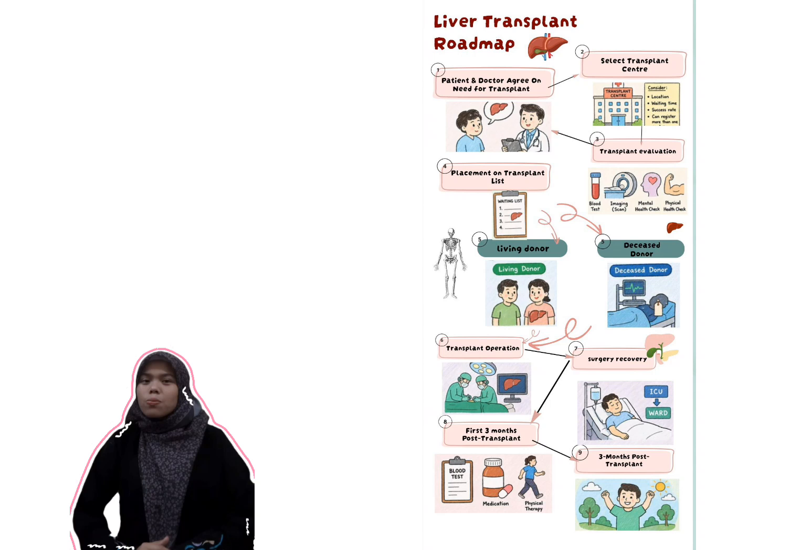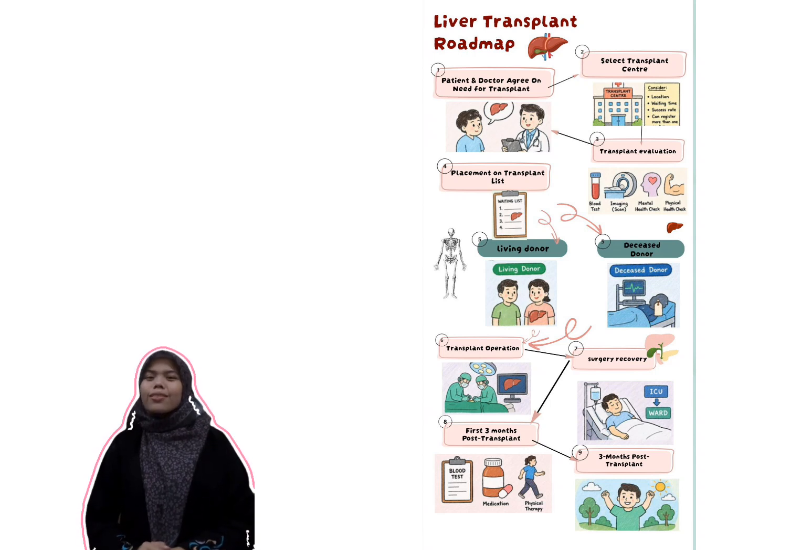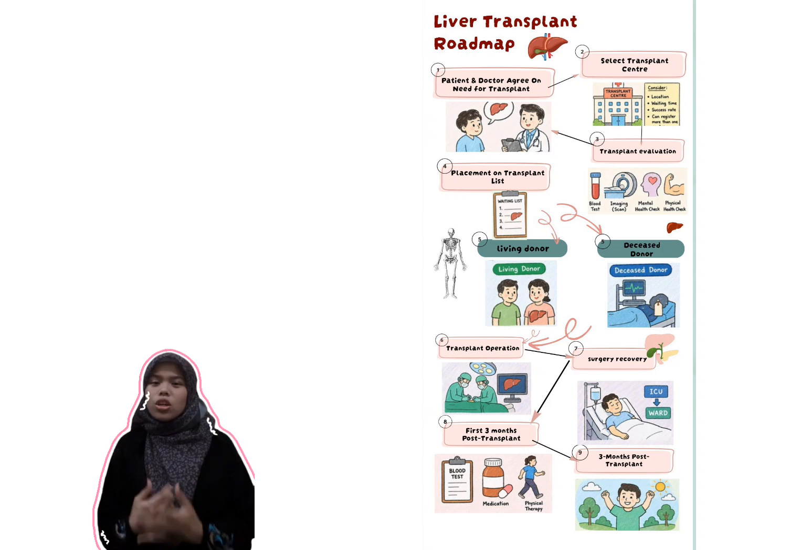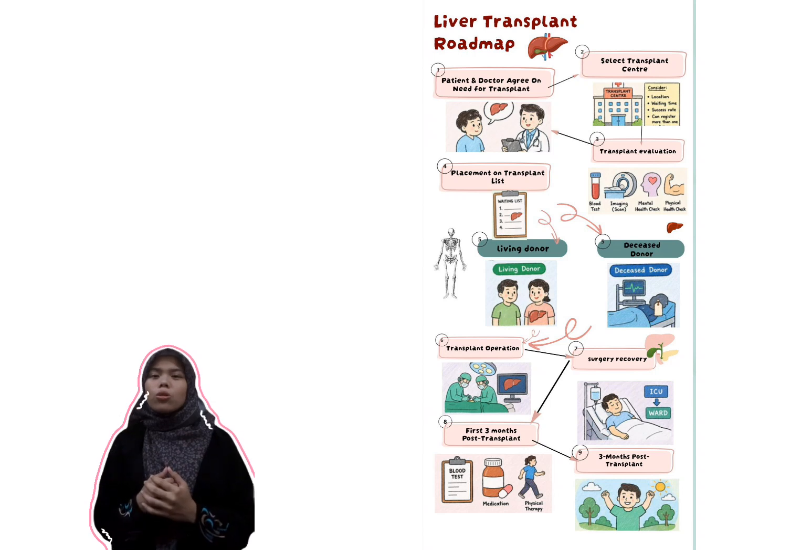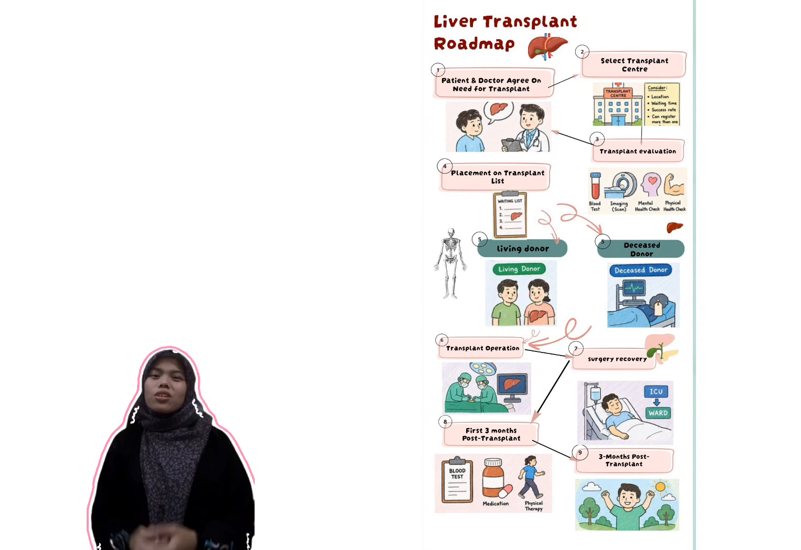The first 3 months post-transplant are the most critical. This period carries a high risk of organ rejection. Patients require frequent blood draws, a strict medication schedule, and physical therapy to regain their strength. Finally, at the 3-month mark and beyond, the patient begins a gradual return to normal activities.